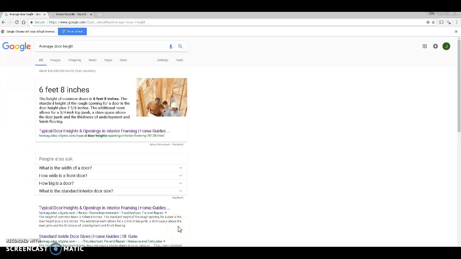Hi class, have you ever wondered why the height of your door is 6 feet and 8 inches tall? If you look around your house or go through a series of buildings, you'll notice that the door sizes are all about the same, right around 6 feet, 8 inches. There's a reason for this, and we can use some statistics to show it.